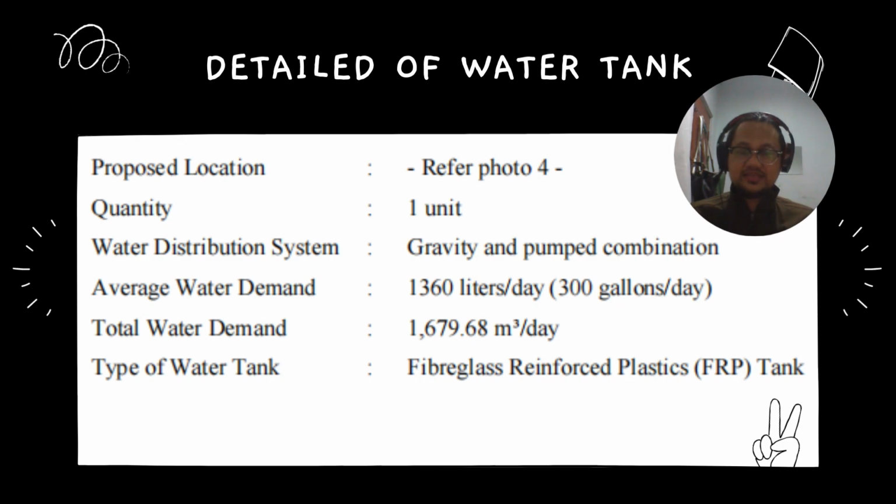Okay, next I will present the determination of the storage capacity and also the size of the water tank. In this slide, this is the detail of the water tank. For this project, we propose one unit of water tank, and the water distribution system is a gravity and pump combination. And then the average water demand, also the total water demand, is as I mentioned earlier. For the type of water tank, we use the fiberglass reinforced plastic FRP tank.